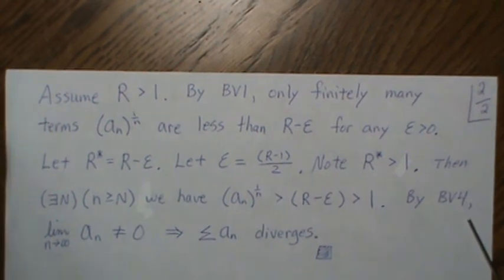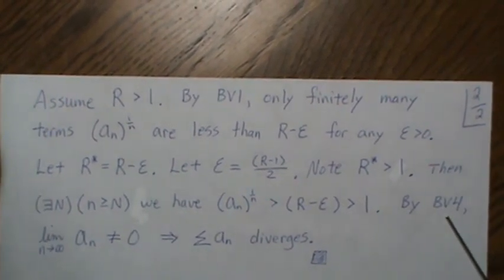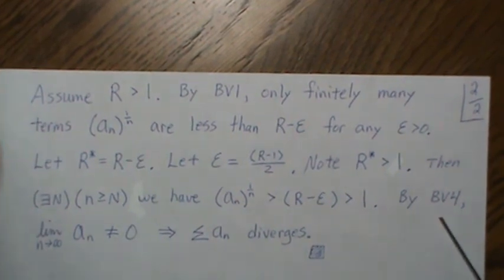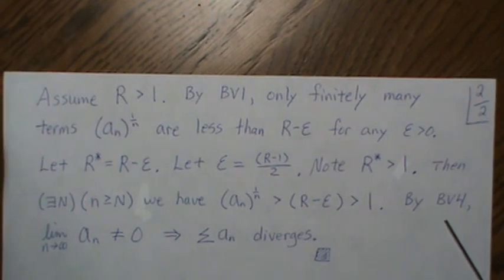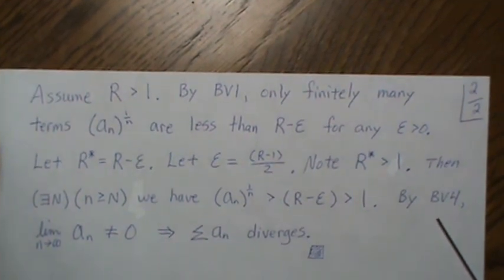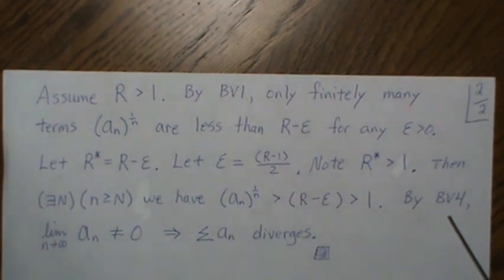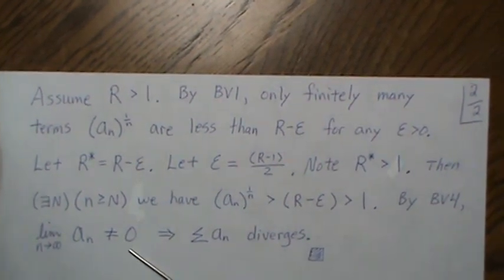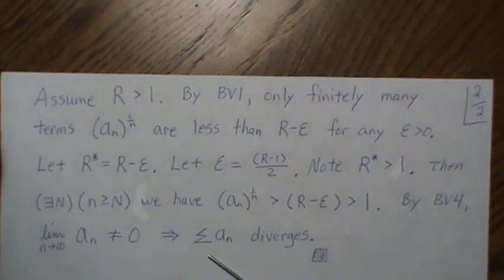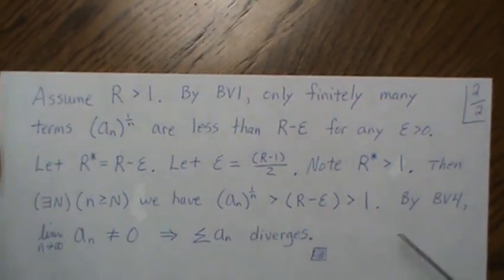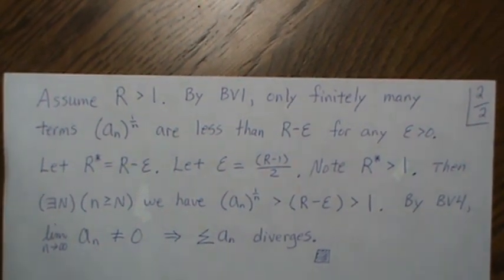Now, by BV4, just the series of real numbers, there we prove that if the series converges, then a_n must limit to 0. But the contrapositive of that is also true. If the a_n do not limit to 0, then the series can't converge, meaning it diverges. So by BV4, we know that the series a_n diverges.